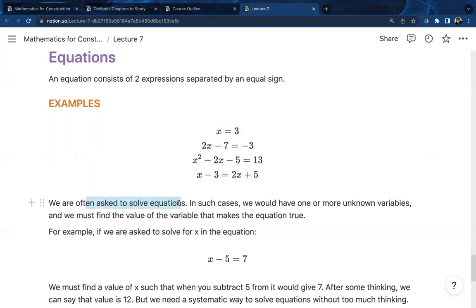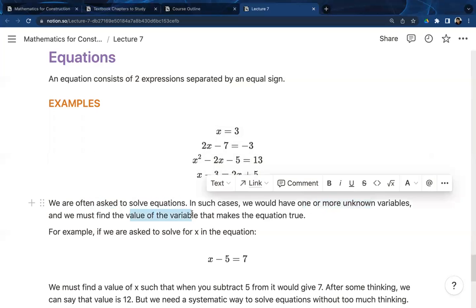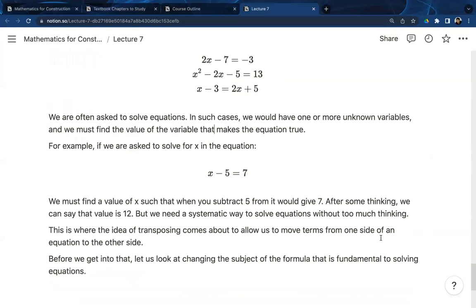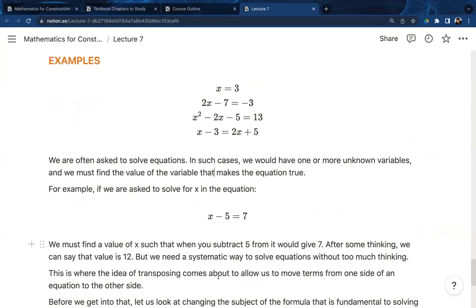Normally, you are always asked to solve equations. Most of the time, you have 1 or more unknown variables, and we need to find the value of that variable that makes the equation true. So, for example, when we have this equation here, x minus 5 equals 7, we must find the value of x such that when you subtract 5 from it, you get 7. We could guess, we could think a little bit and say, well, if I have 12 and I subtract 5, I'll get 7. So the answer is 12.